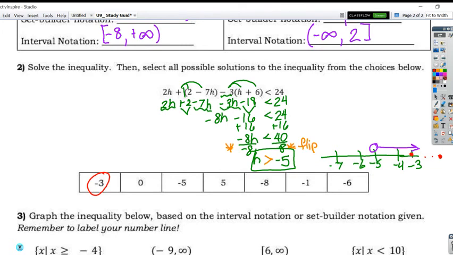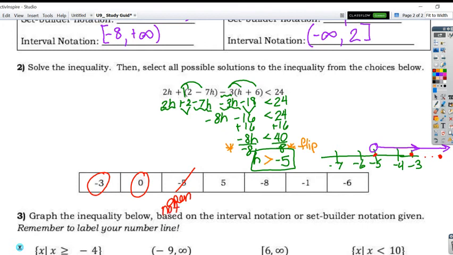Is this underneath the shading? Well, maybe not right now, but remember that arrowhead means that it keeps on going. So yes, in fact, it is. 0 is still underneath of the shading. Negative 5, look at that, negative 5 right there with my open point. It's at the solution value, but because this is an open point, we cannot include it, right?